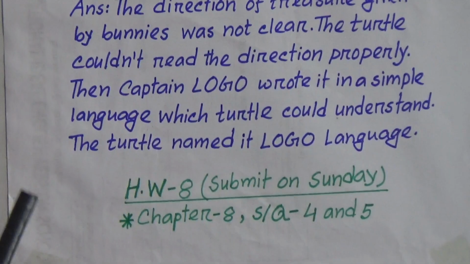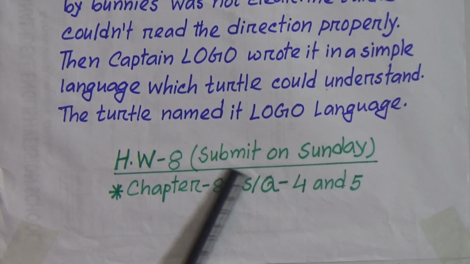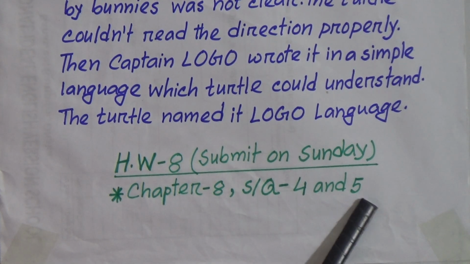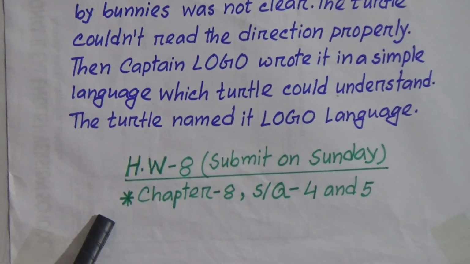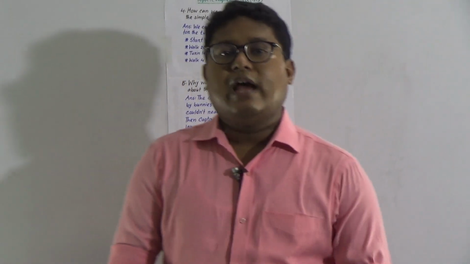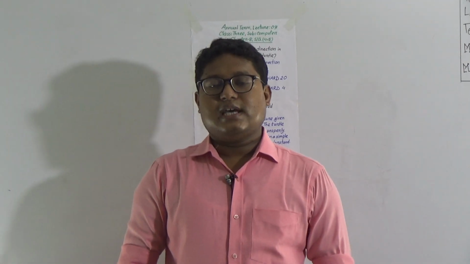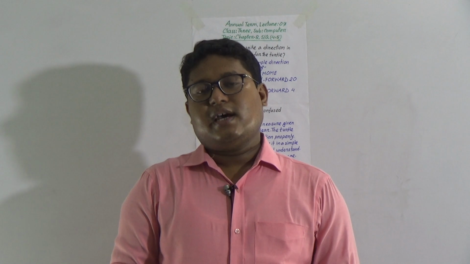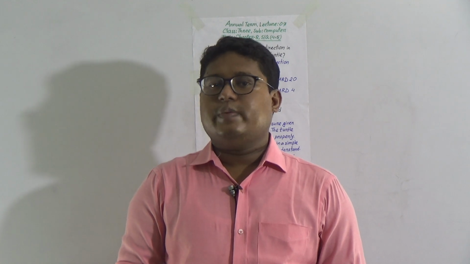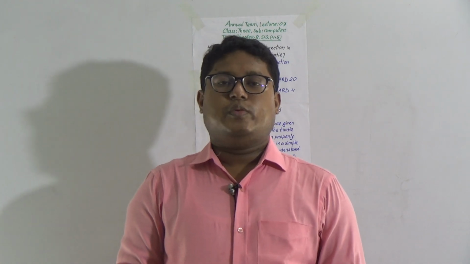So my dear students, the SW will be 8. Submit on Sunday. Chapter 8, short question 4 and 5. So you will do SW short question 4 and 5. Do your assigned SW at home and submit on Sunday within 8 am to 4 pm in the school library. You will also collect those copies on Sunday within 8 am to 4 pm in the school library. You know your SW is very important because we are giving SBA, CT and diary mark on the basis of the submission of your SW copies, and we are giving 2.5 mark for each of your SW copies.